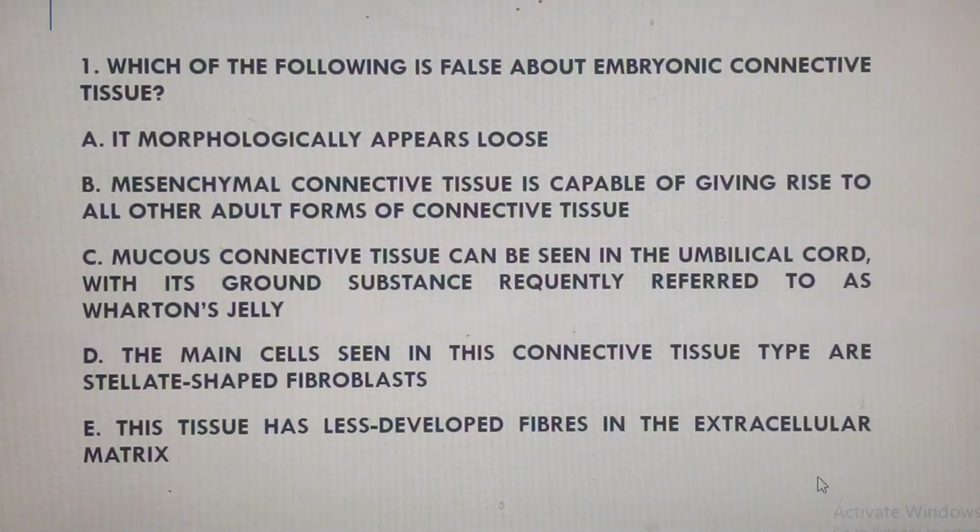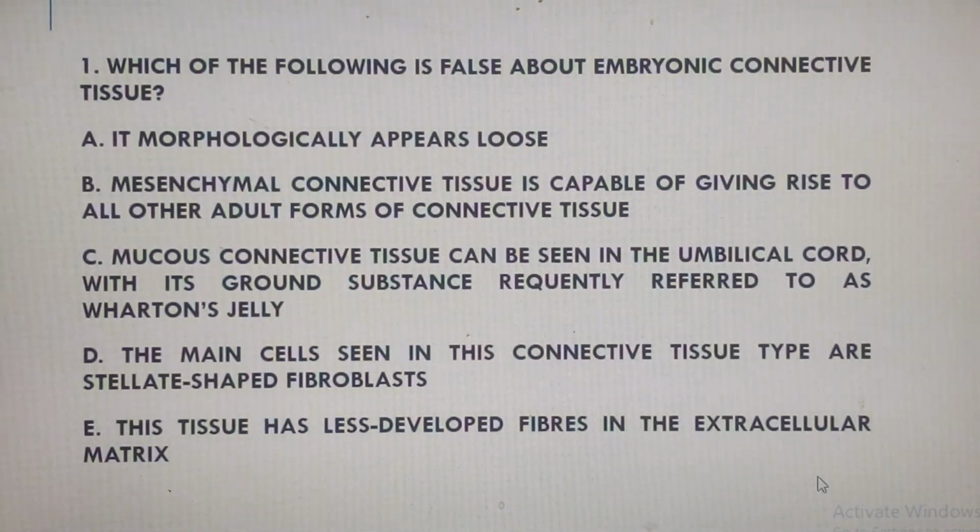Option C says mucous connective tissue can be seen in the umbilical cord with its ground substance, frequently referred to as Wharton's jelly. This is a very true statement. We get to know that yes, mucous connective tissue, mainly we find it in the umbilical cord, where of course the ground substance is called Wharton's jelly. But indeed, sometimes you may find this kind of mucous connective tissue in the pulp of a developing tooth, in the vitreous humor, and the nucleus pulposus of the intervertebral disc. But mainly we are going to see it in the umbilical cord, and in there the ground substance is called Wharton's jelly.